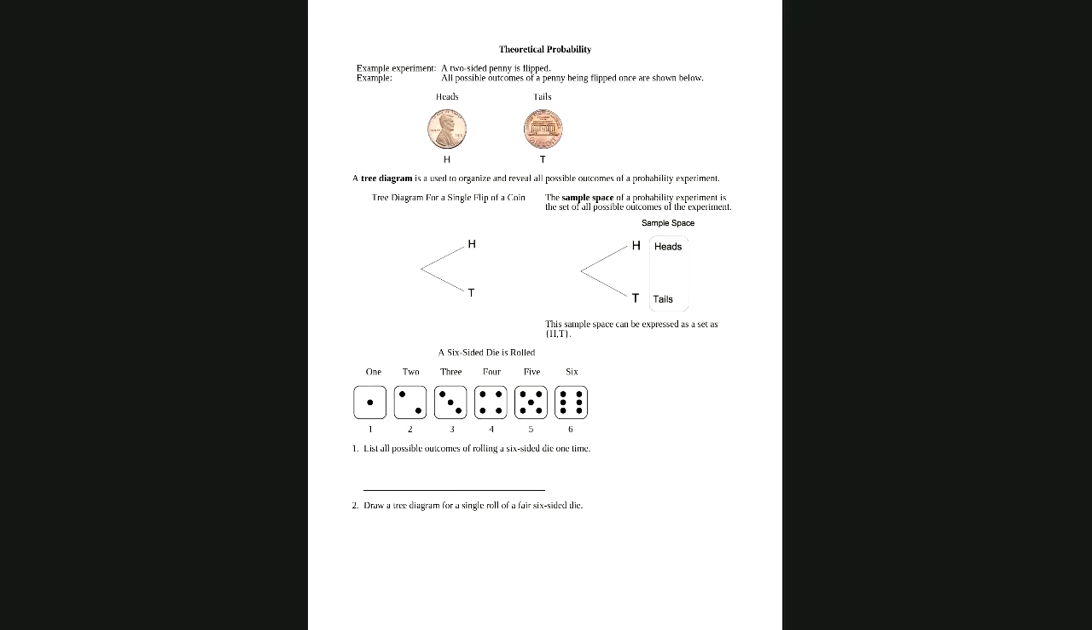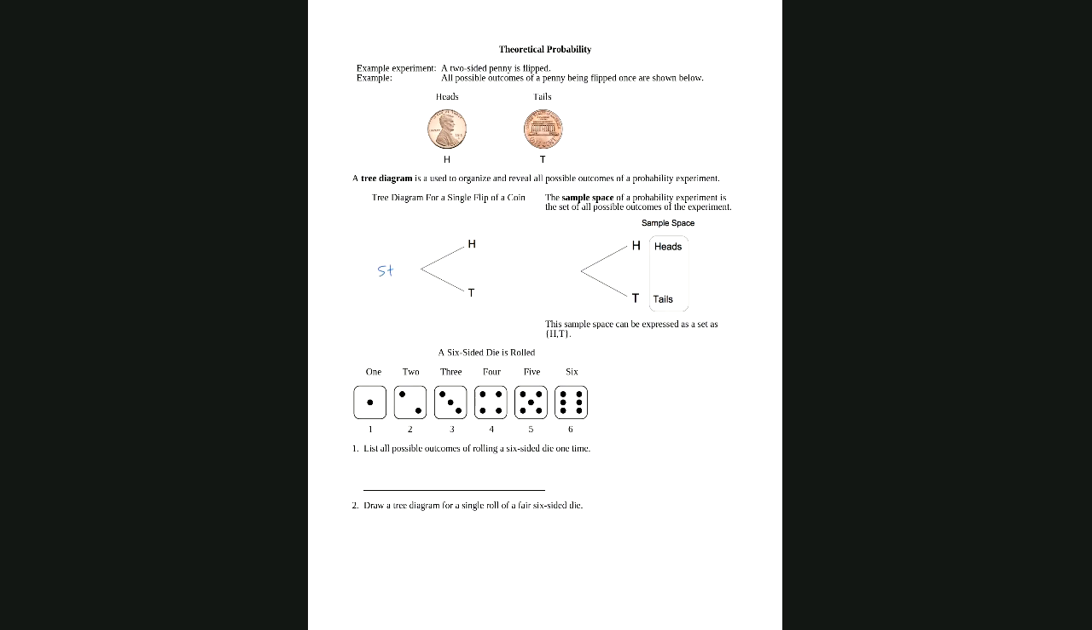Here I want to demonstrate drawing tree diagrams for theoretical probability experiments. A classic theoretical probability experiment is the flipping of a two-sided coin. Because of the symmetry of the coin, both heads and tails have an equal chance, in theory, of landing face up. So, because they have an equal chance of landing face up, they're equally likely outcomes. And so it's valid to draw a tree diagram for them.